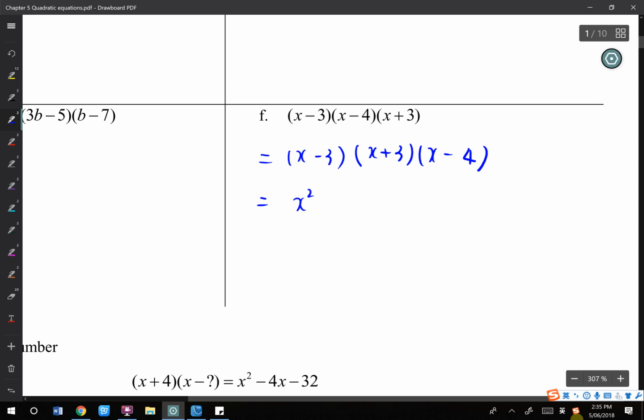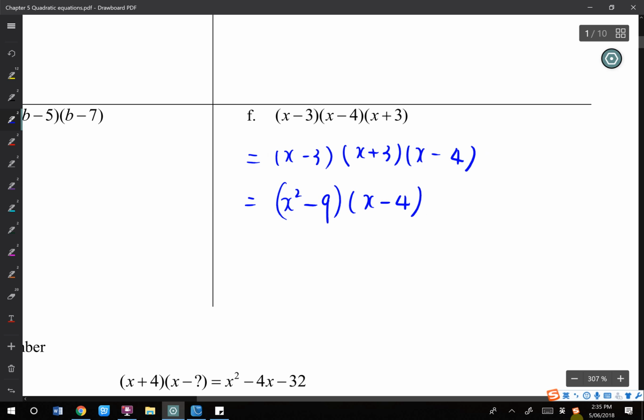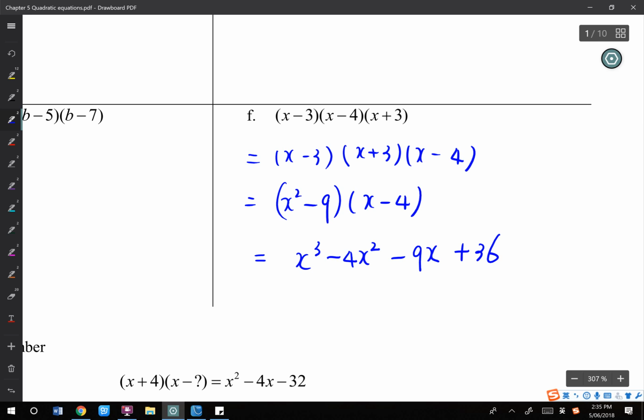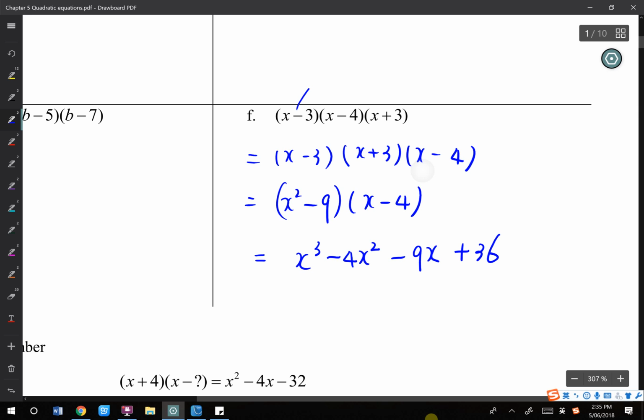I will have x squared minus 9 for the first two brackets. I directly get that because it's a squared minus b squared. And then times (x - 4). Then I can just go for expansion. So that's x cubed minus 9x minus 4x squared plus 36. I can go for minus 4x squared minus 9x and then plus 36, which is a little bit easier for me to expand. If you expand those two first, that will give you 3 terms.